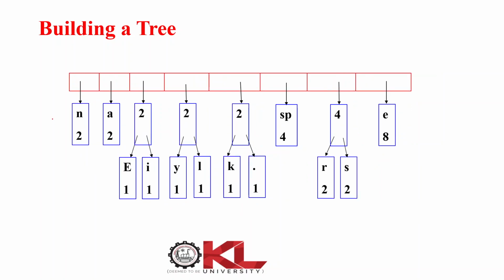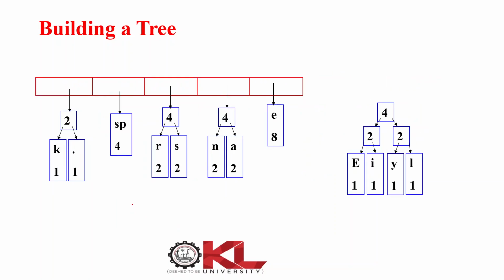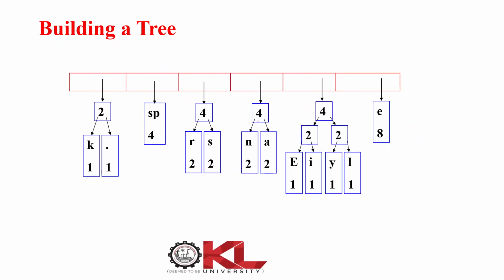And then again I will just add this N and A, so it will just give the 4. So I will just place it in between this 4 and 8. Again I will just add these both, that is 2 and 2, so it will give E I Y L for 4. So I will just add that in between this 4 and 8.